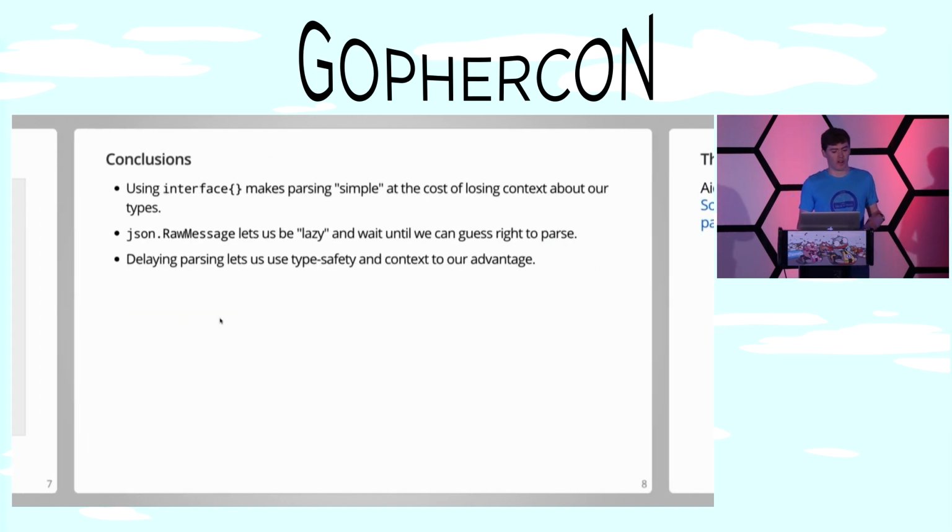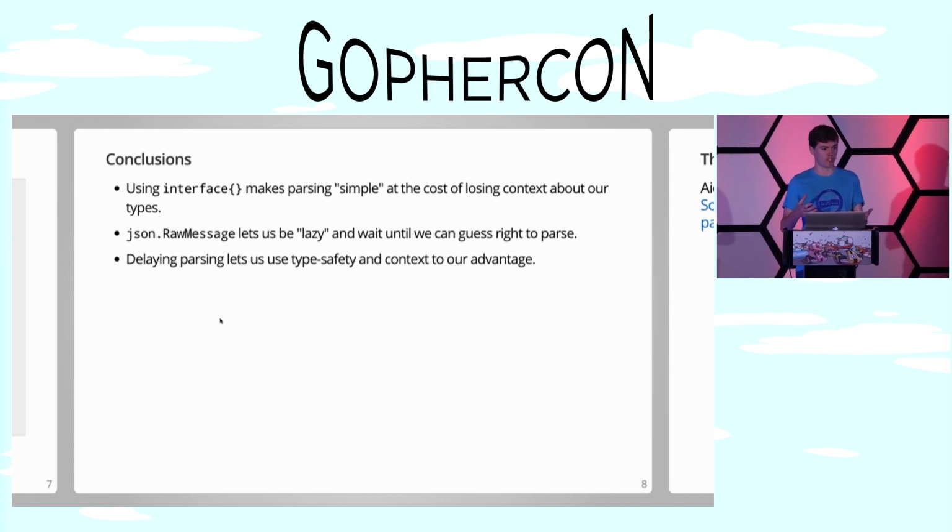So our conclusions here: we want to use empty interface a lot of cases, I think it's one that people tend to go to just because it makes the logic so simple, right? Like, you just put map of string to empty interface, and you never have to worry about JSON unmarshal failing on you. But the cost associated with it is that we lose context about what our types are supposed to be doing, and we lose the ability to do our standard type safety stuff. So JSON raw message is a great alternative.